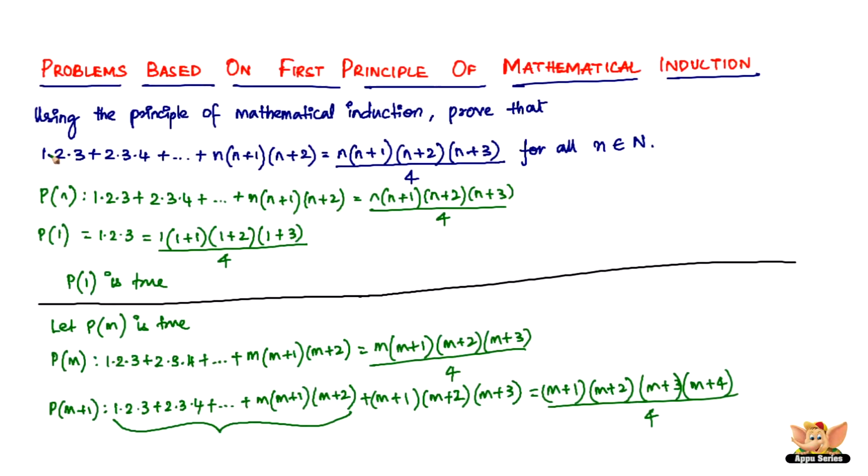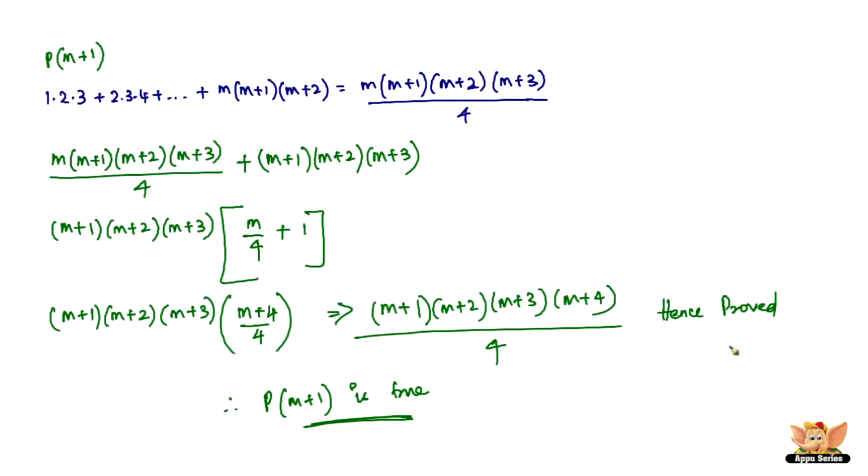And we've also proved that 1 times 2 times 3 plus 2 times 3 times 4 plus dot dot dot plus n times n plus 1 times n plus 2 equals n times n plus 1 times n plus 2 times n plus 3 divided by 4 for all values of n belonging to natural numbers. Alright, so that ends this problem.